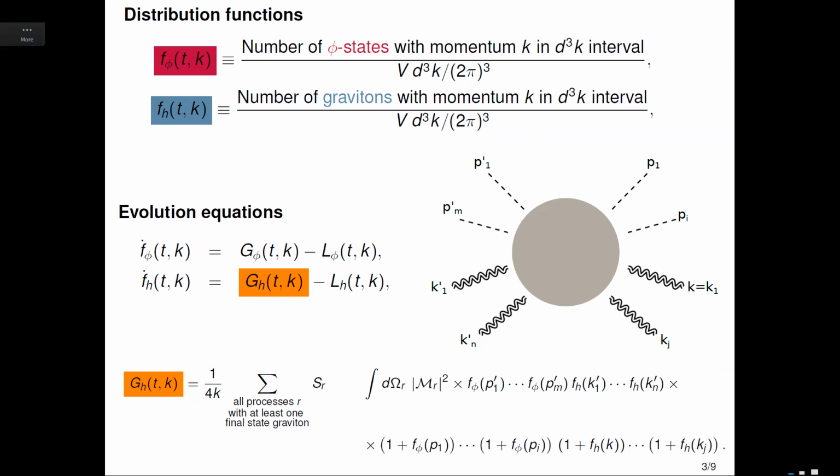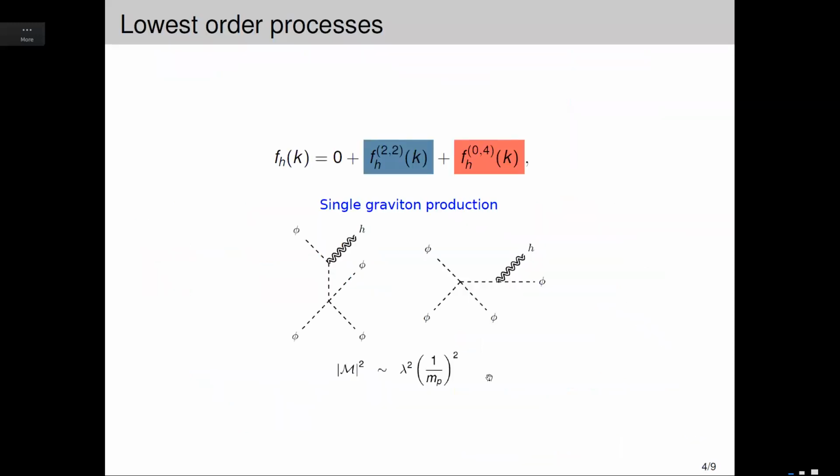And the graviton distribution function at zeroth order is 0, because you will produce very few gravitons. When you do the math, you see that the graviton distribution function has two lowest order contributions, depicted here as fh22 and fh04. I will explain this naming convention in a second. The fh22, which is depicted in blue, is coming from processes which have just a single graviton in the final state.